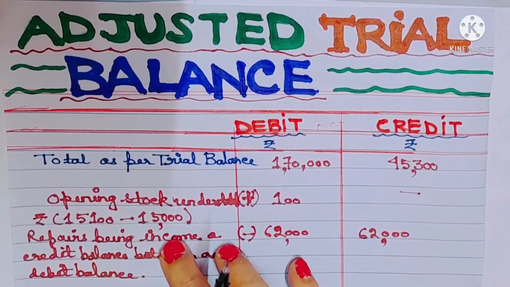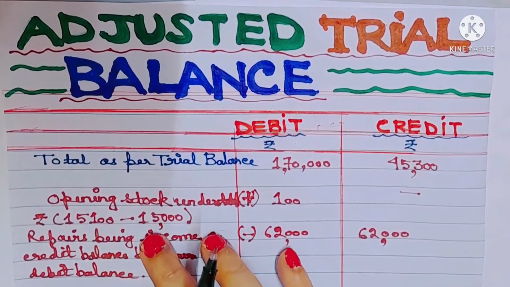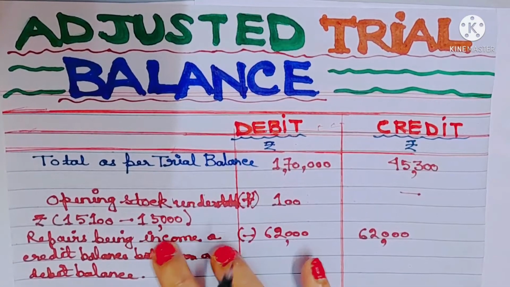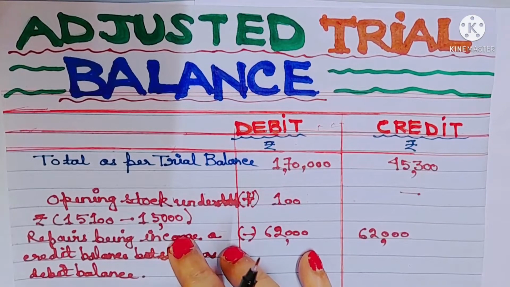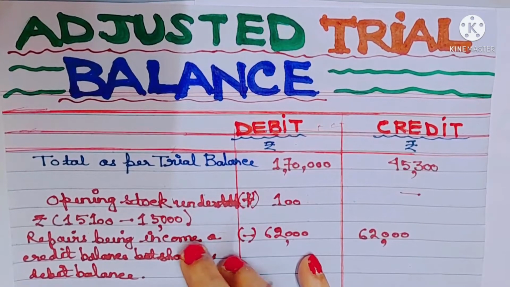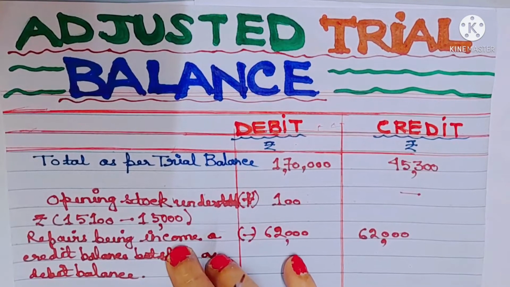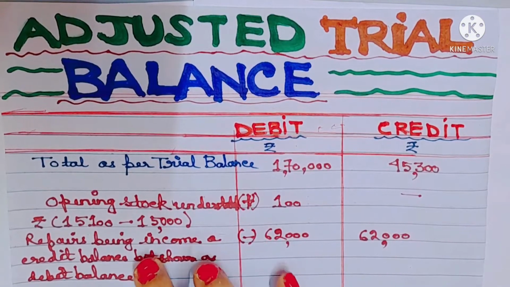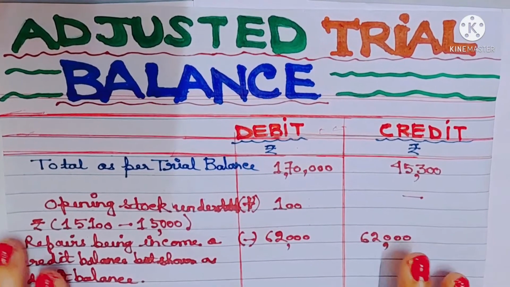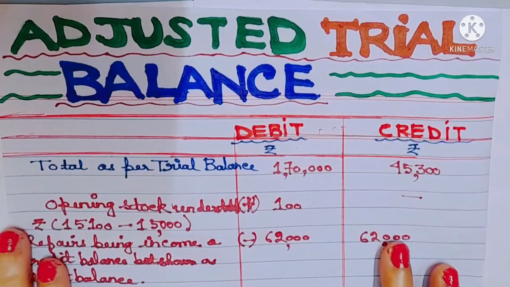Why does repairs have a credit balance? Because repairs comes under nominal account. According to nominal account, all incomes and gains are credited. Here, from the point of view of the shoe repairing firm, repairs is an income. So repairs account will be credited. Understood? Now let's see the next account.